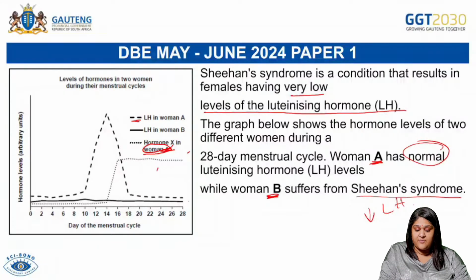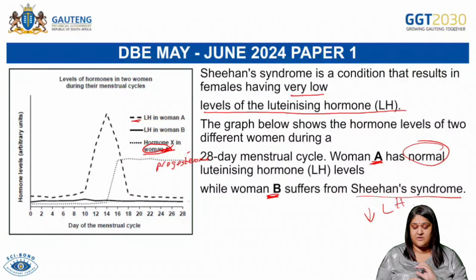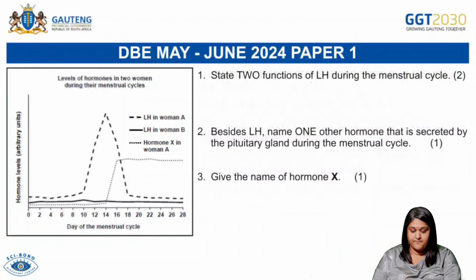Because this one is probably what? Progesterone. Why am I saying it's progesterone? Because it is increasing after day 14. And as you can see over here, this one is showing us it's like sort of being maintained, right? The level. Okay, so let's look at what questions they ask us.